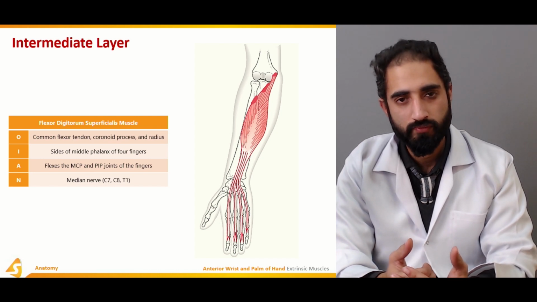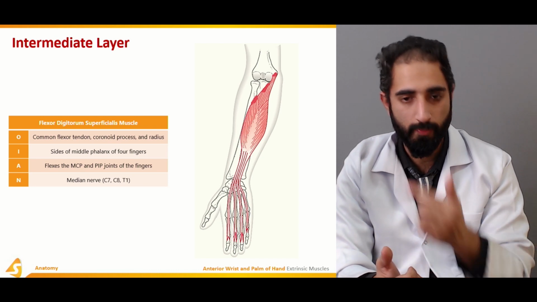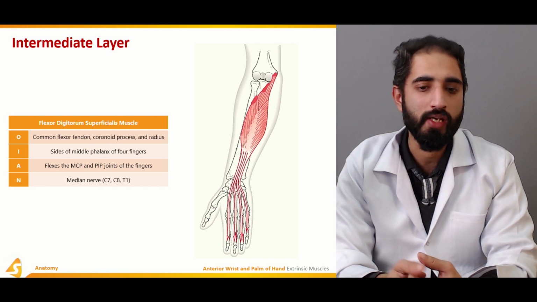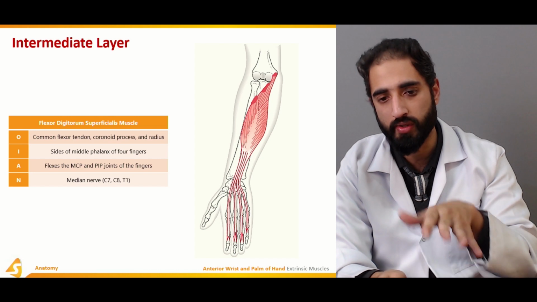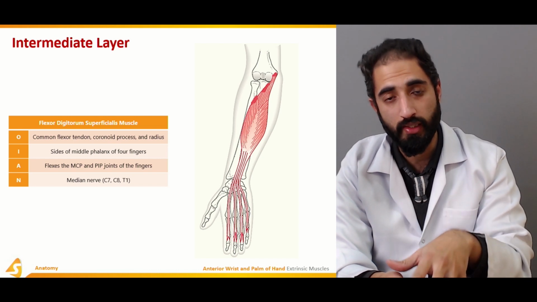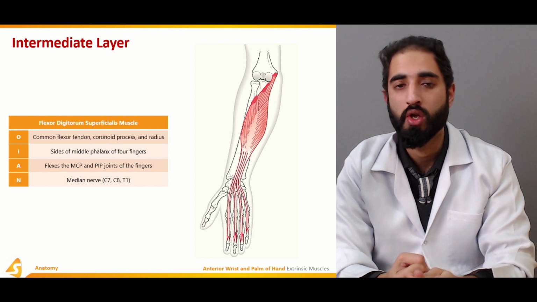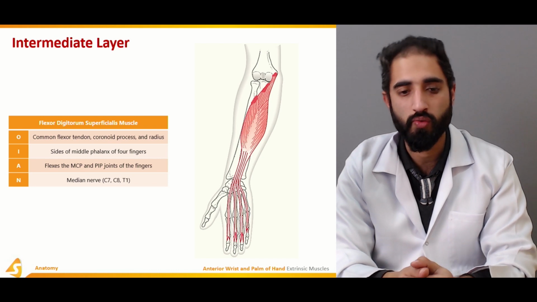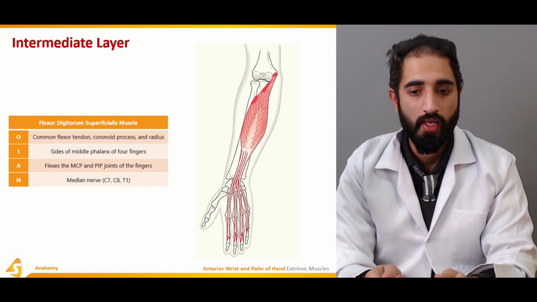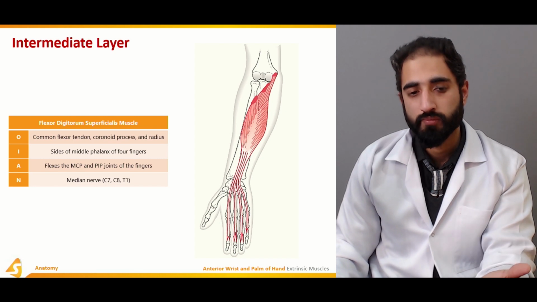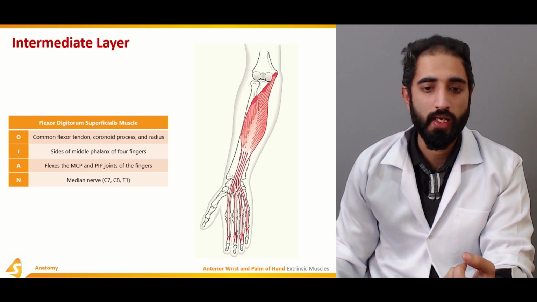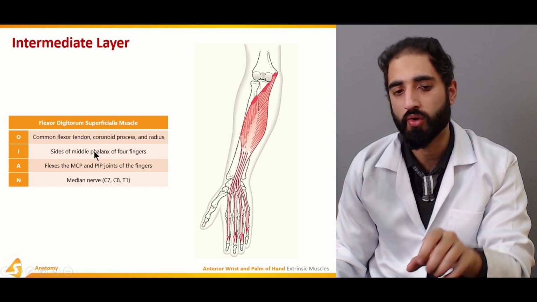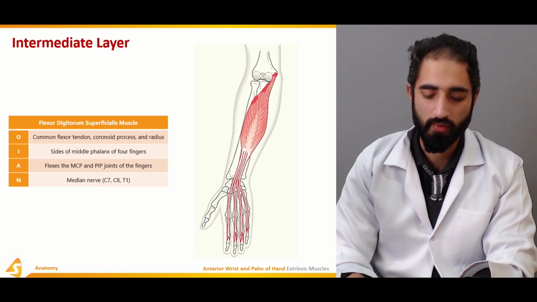The origin is the common flexor tendon, but also from the coronoid process and the radius, and the insertion is the sides of the middle phalanx of the four fingers. Because the insertion is more distal, the function is also more distal, at the level of the metacarpophalangeal joints as well as the proximal interphalangeal joint. It does not act on the distal interphalangeal joint because its insertion is at the level of the middle phalanx and it is not reaching the distal phalanx, so it cannot cause action at the distal interphalangeal joint.